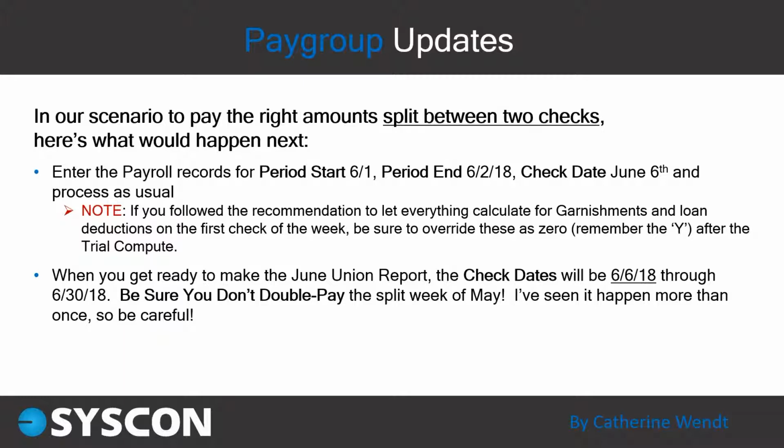When you get ready to do the June union report, your check dates would be 6/6 through 6/30. So that's our first regular Wednesday check date that covers our first 2 days in June, all the way through the end of June. Please be sure you don't double pay the split week of May. I see this very often where we forget and we go back and we run the June report, June 1 to June 30th, and we're overpaying.